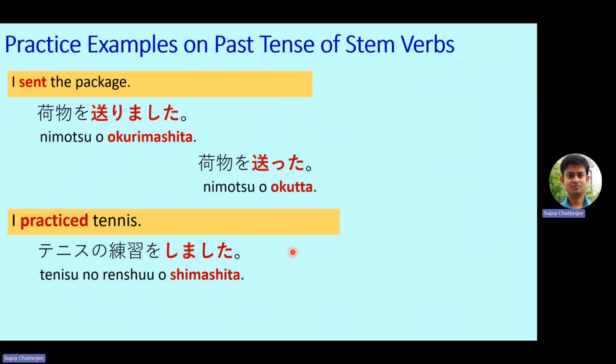I practiced tennis. Tennis no renshu o shimashita. So now this is a group 3 verb. Suru, shimasu. Tennis no renshu means practice of tennis. Tennis no renshu o shita. So suru becomes shita. Suru, shimasu, shimashita, shita.